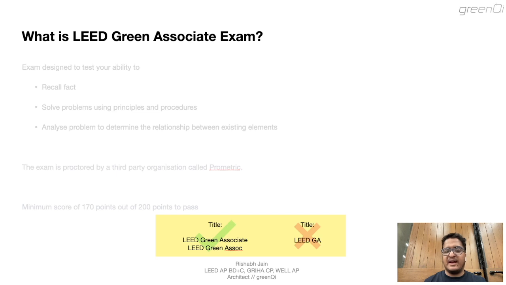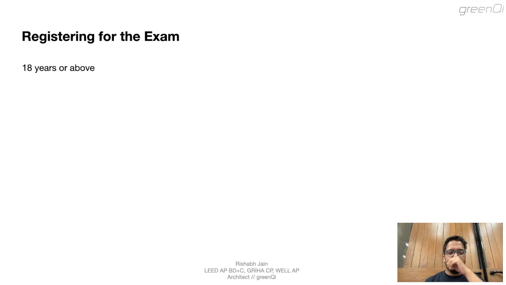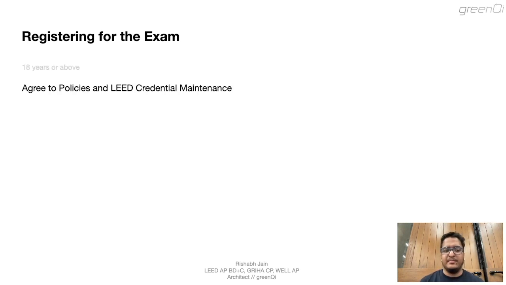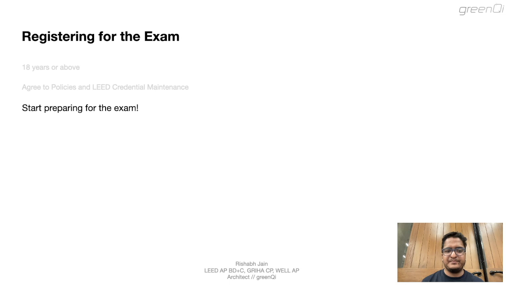Please note anything highlighted in yellow is something that you should remember for the exam. So, how do we register for the exam? The first and foremost requirement is that you must be 18 years or older to give the exam. And that's pretty much it. You can be from any profession, any background, or any experience, and you're still eligible for the exam. And you would need to agree to the policies of LEED and the LEED credential maintenance.